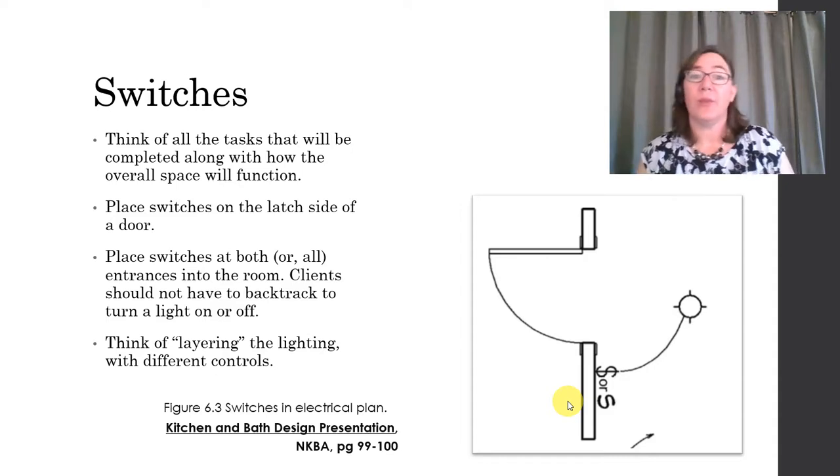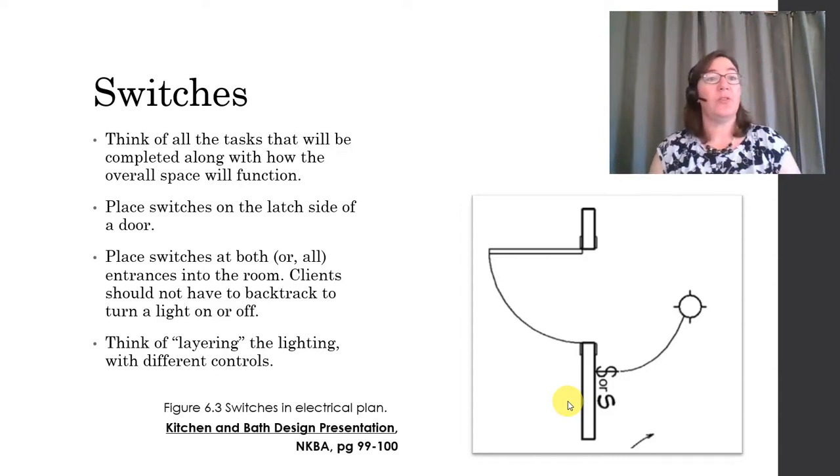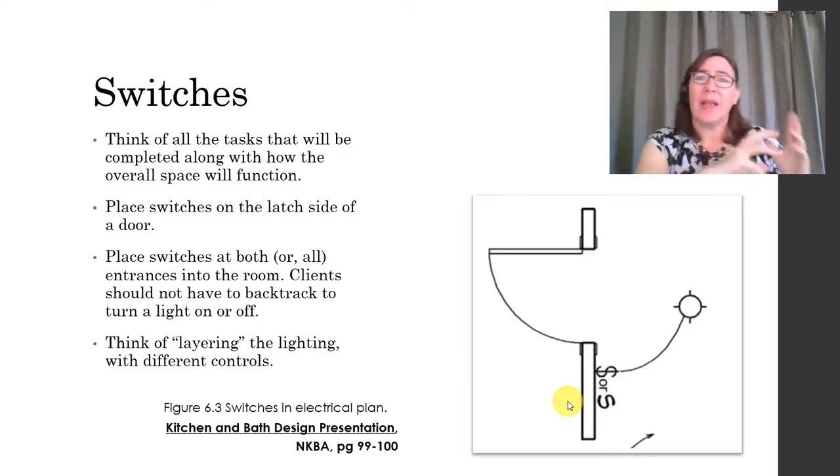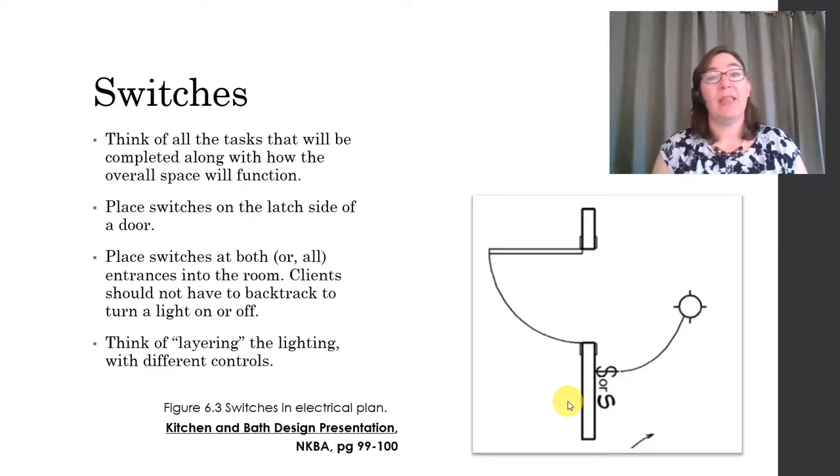Your controls are mostly going to be switches. So when you design your controls, you need to think about all the tasks that are going to be completed in a room and the sequence of activities throughout that room. Typically you want to place switches next to a door, on the latch side of a door. Let's take a look at the example here.